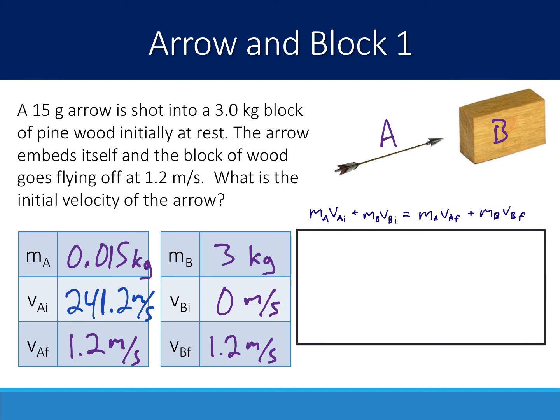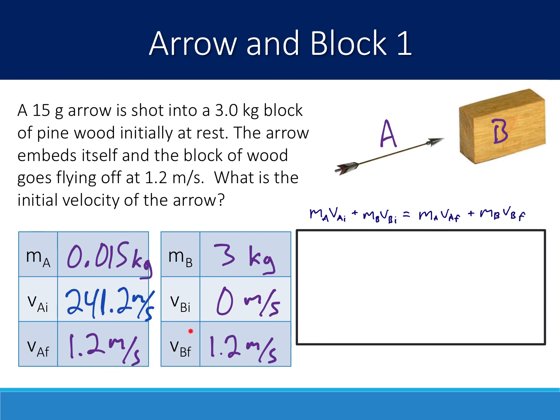Momentum before of the block and the arrow equals momentum after of the block and the arrow. But we have to take a look a little bit at what those velocities are in this case and check our units. Hopefully you can see in this chart that I've already done a conversion. We have to make sure the units match before we do any of the math. So I've changed grams into kilograms for the arrow, and now everything's consistent.